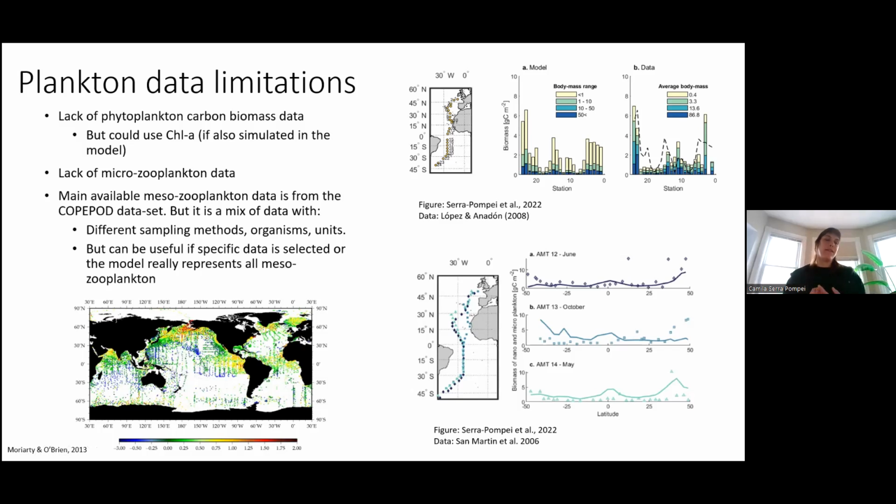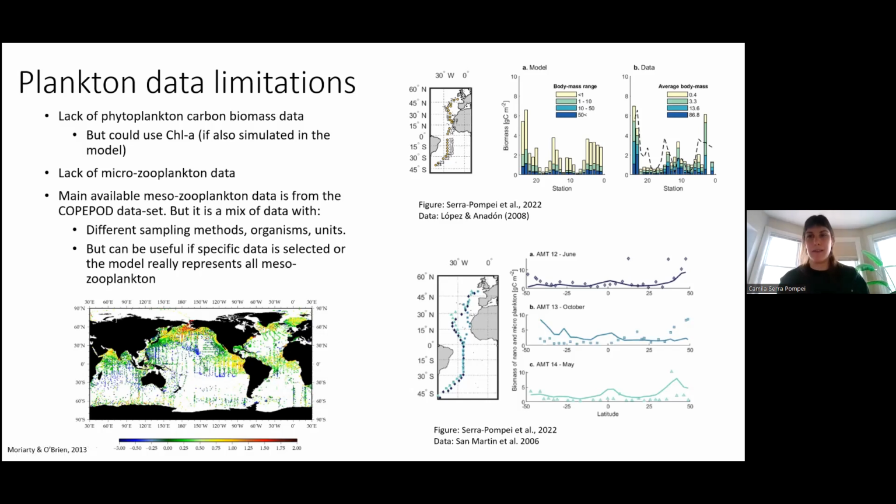And then the other data set that is available in this case for mesozooplankton is this copepod data set. And I think it's okay. It's very nice that someone tried to put together all the data available in the world in one place. But it's also hard because, as I say, it's all kinds of data sampled in all kinds of ways with all kinds of methods, given in very different units: carbon mass, abundance, volume of water displacement or something like this. So you have all kinds of units. And then these people try to put it all together and correct for all these things and put it all in common units.